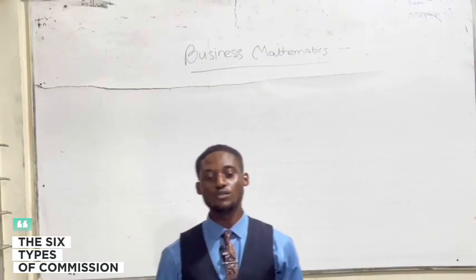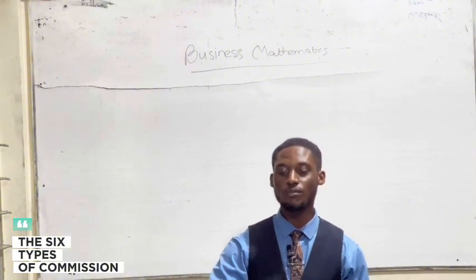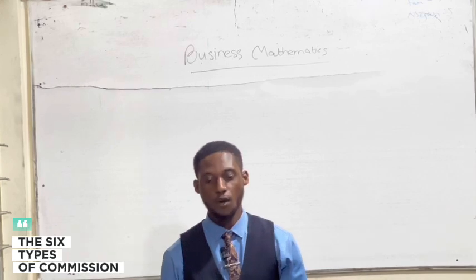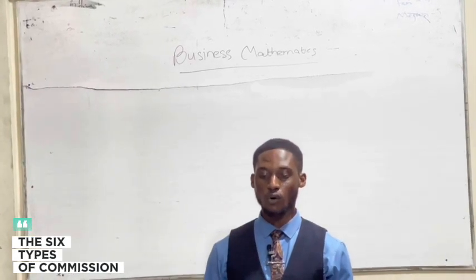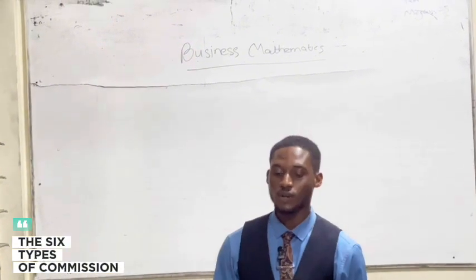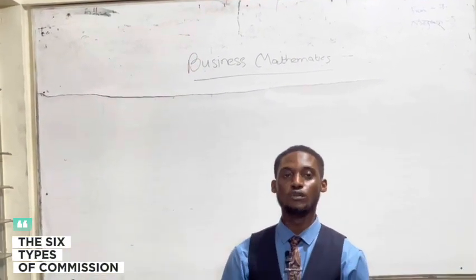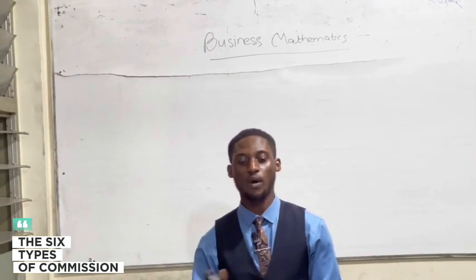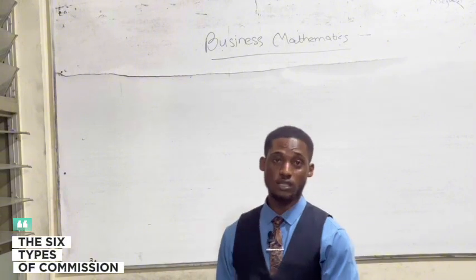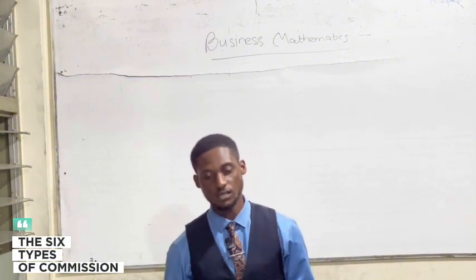So now we move on to override commission. When it comes to override commission, it is an additional commission paid to a sales supervisor or head of department based on store sales or the sales of the representatives who work under the supervisor. So when it comes to that of override, it's an additional commission paid to a supervisor or head of department only. It's not paid to subordinates. It's paid to supervisors or head of departments.